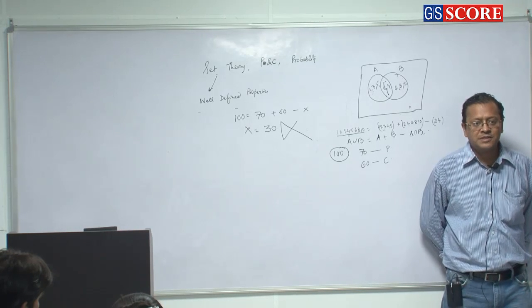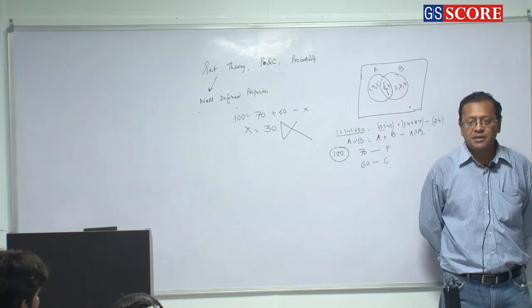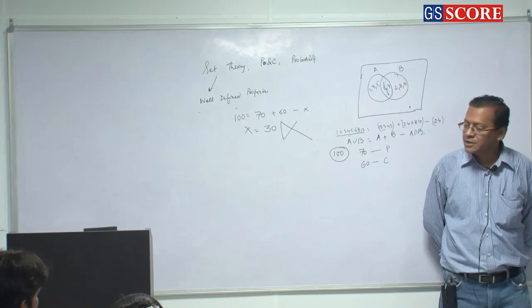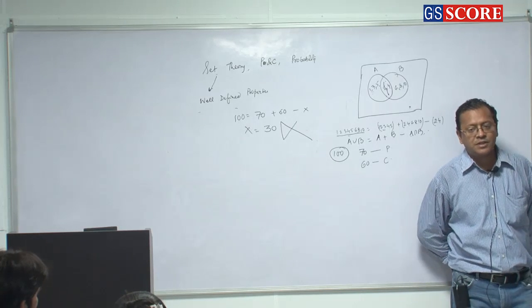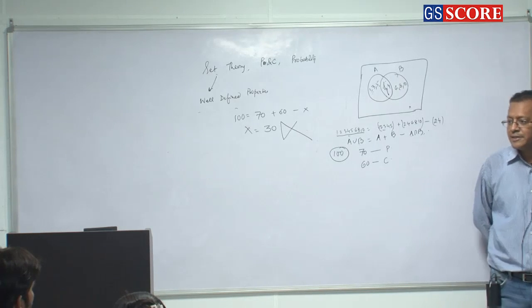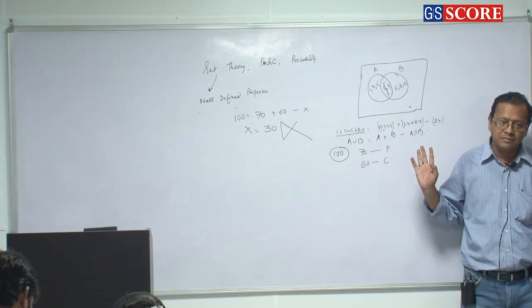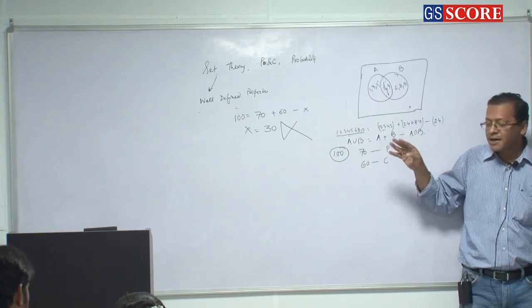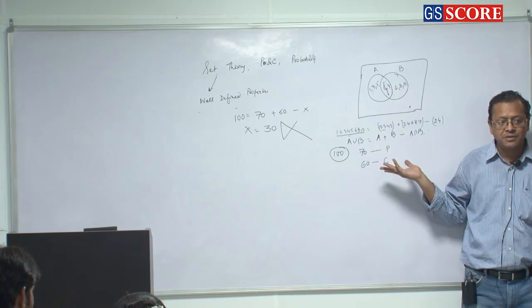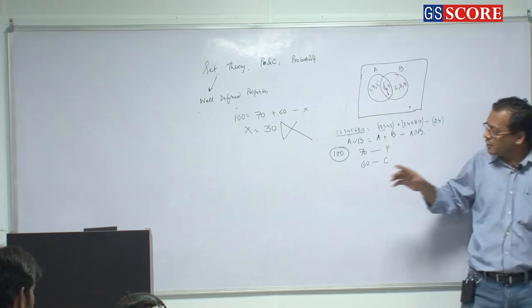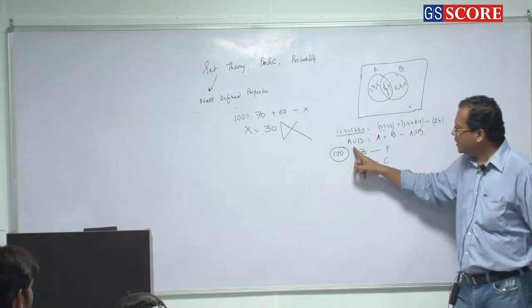99% of the students will say the answer is 30. Let me rephrase the question once again. There are 100 students in the class who are appearing in exams of physics or chemistry. ठीक है? 70 pass in physics, 60 pass in chemistry. How many pass in both subjects? So you assumed 100. What is this 100?